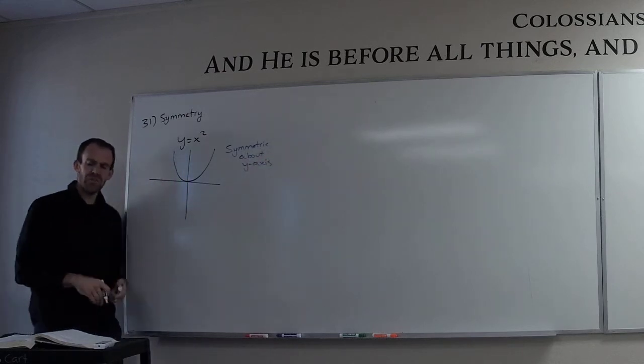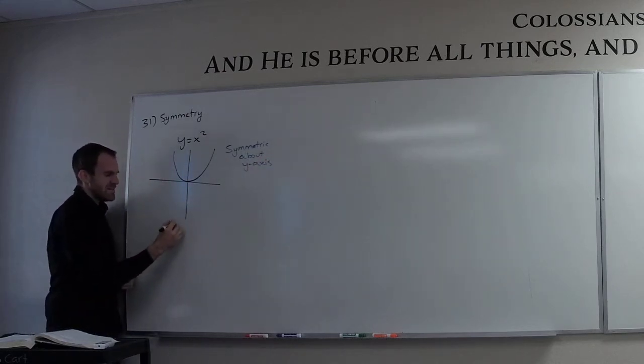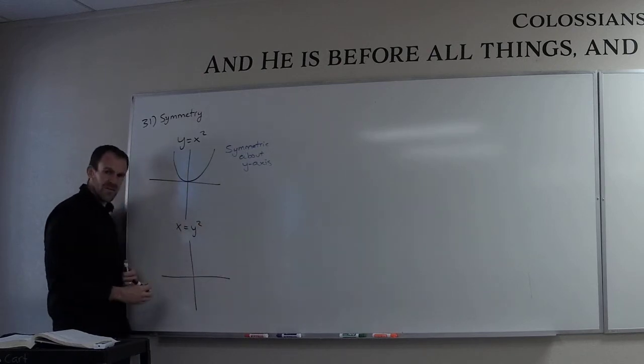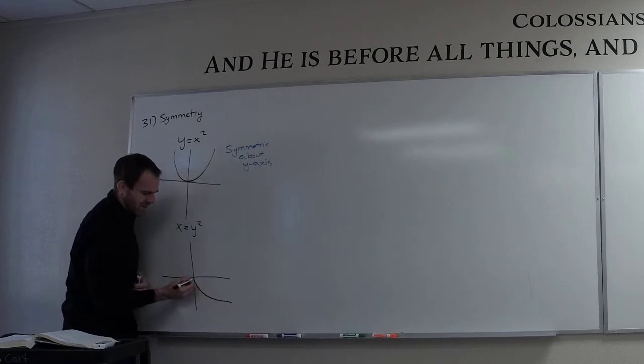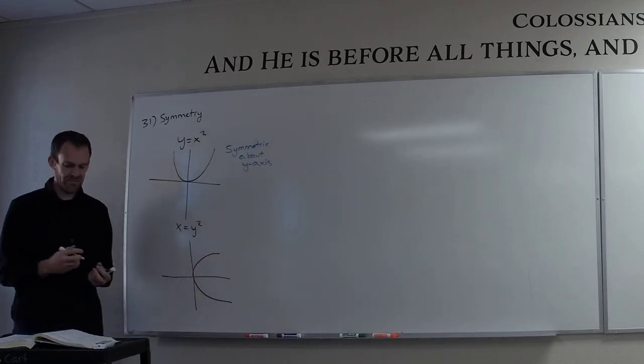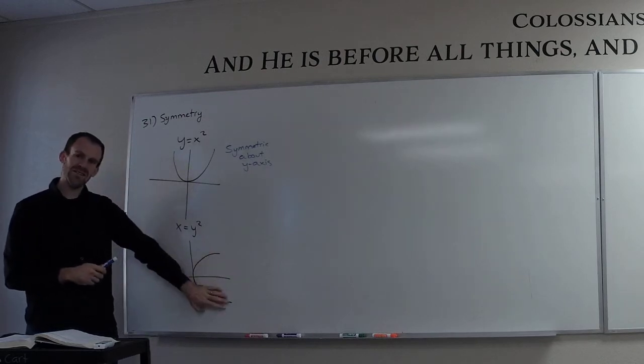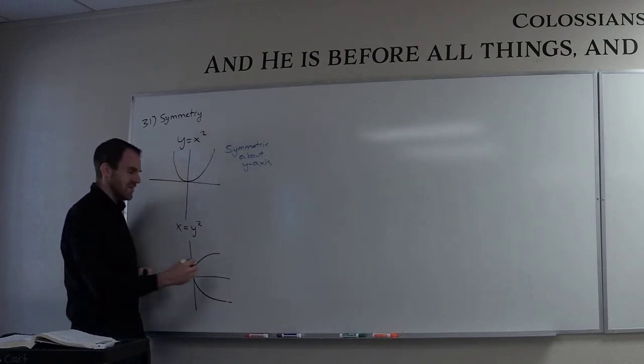This is a function that you might not be familiar with. It is x equals y squared. This function is symmetric about the x-axis. Why? Because if you can take the top part and flip it across, you get the bottom exactly.